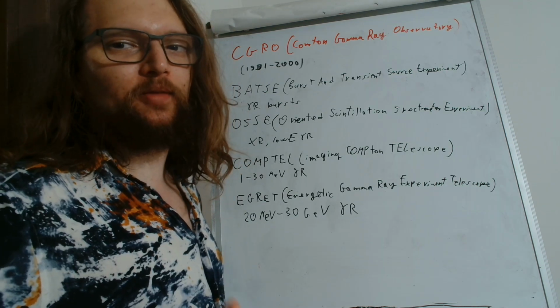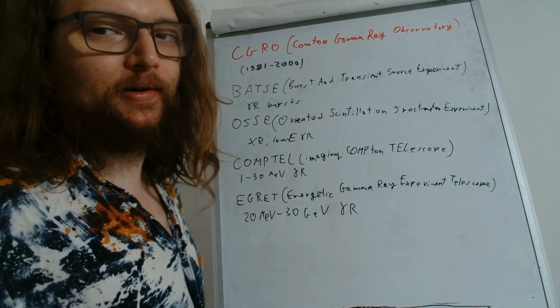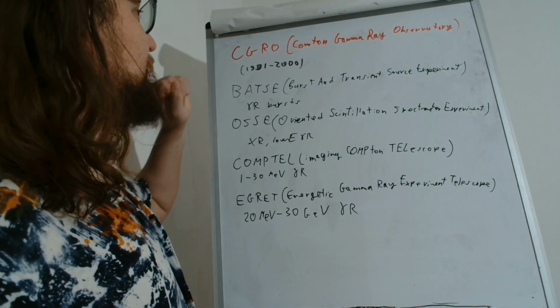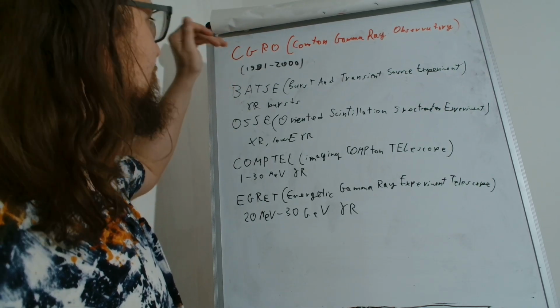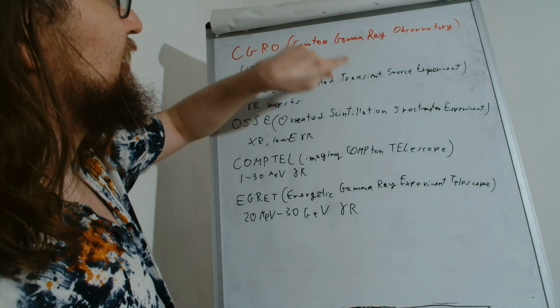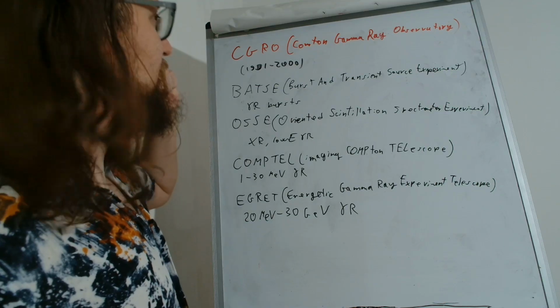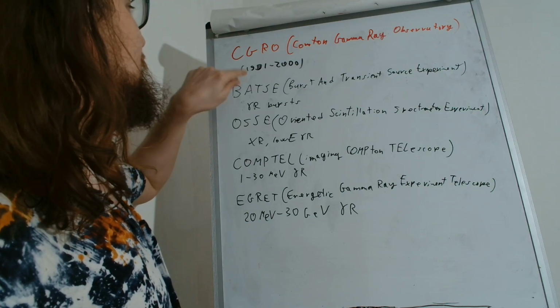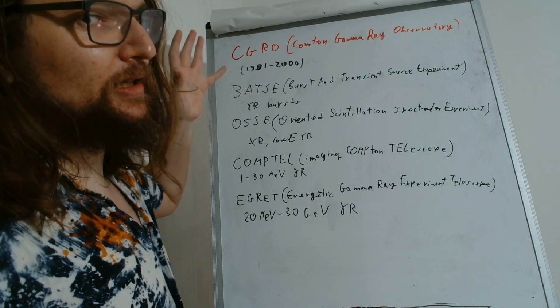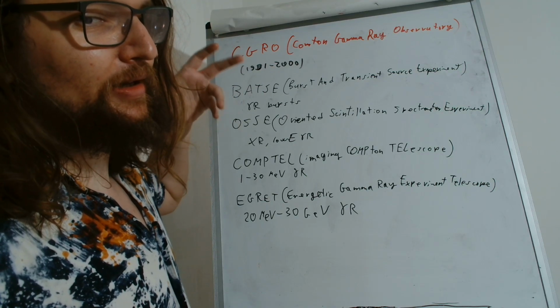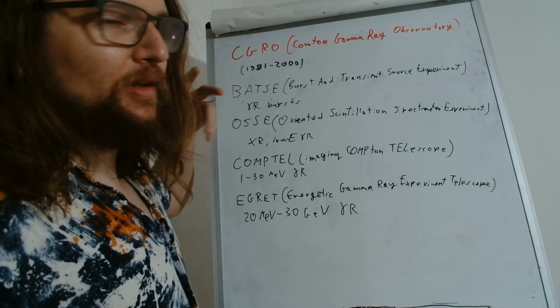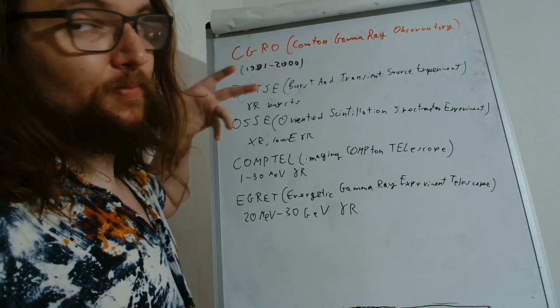Now we see some experiments for gamma ray detection. Let's see the CGRO, the Compton Gamma Ray Observatory. It was launched by NASA in 1991 and it operated until 2000, when it was sent into the atmosphere and burned up.